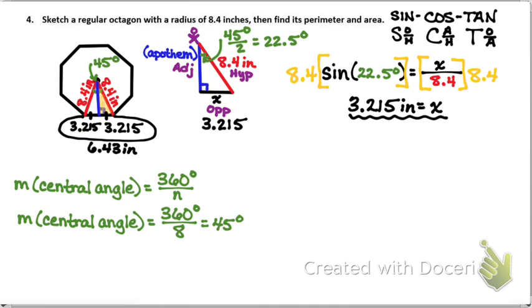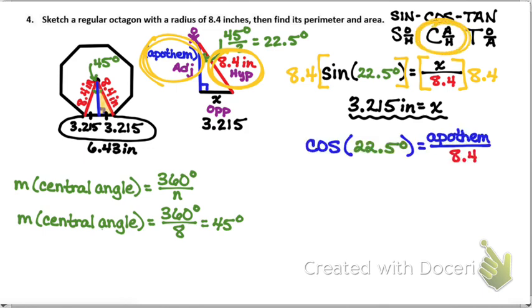To find the measurement of the apothem, that is our adjacent side, we need to use the hypotenuse, which was that given value. So we're going to be using cosine. Now I've set up our cosine equation to find the apothem. Cosine of the angle where we're standing, 22.5 degrees, is equal to the adjacent side, which is our apothem, divided by the radius, which is 8.4, because that is our hypotenuse.